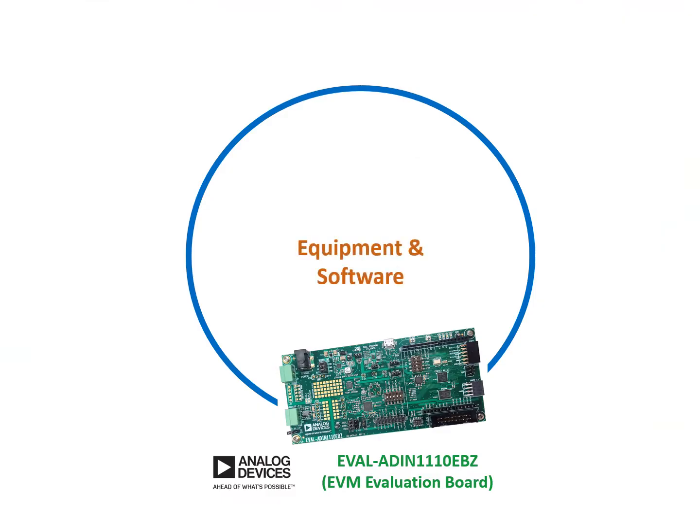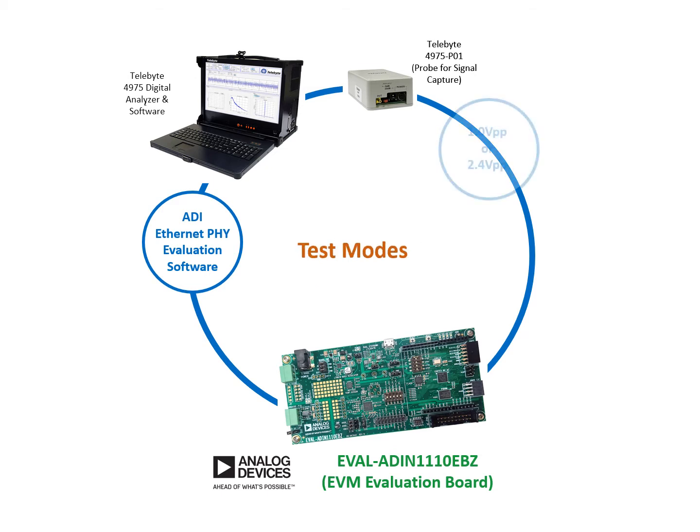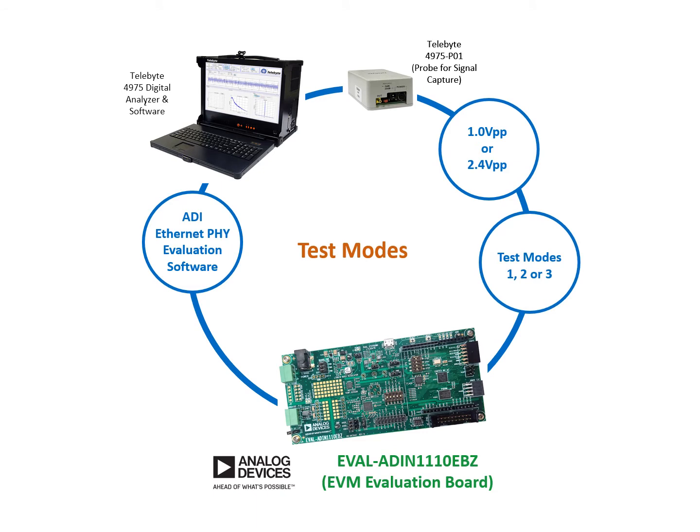The equipment and software in this demonstration includes the Analog Devices EVAL-ADIN1110EBZ EVM evaluation board, Analog Devices Ethernet PHY evaluation software, Telebyte's 4975 digital analyzer and software, as well as Telebyte's 4975-P01 probe for signal capture. This setup can test with 1.0 volts peak-to-peak and 2.4 volts peak-to-peak. It can also test with test modes 1, 2, or 3.